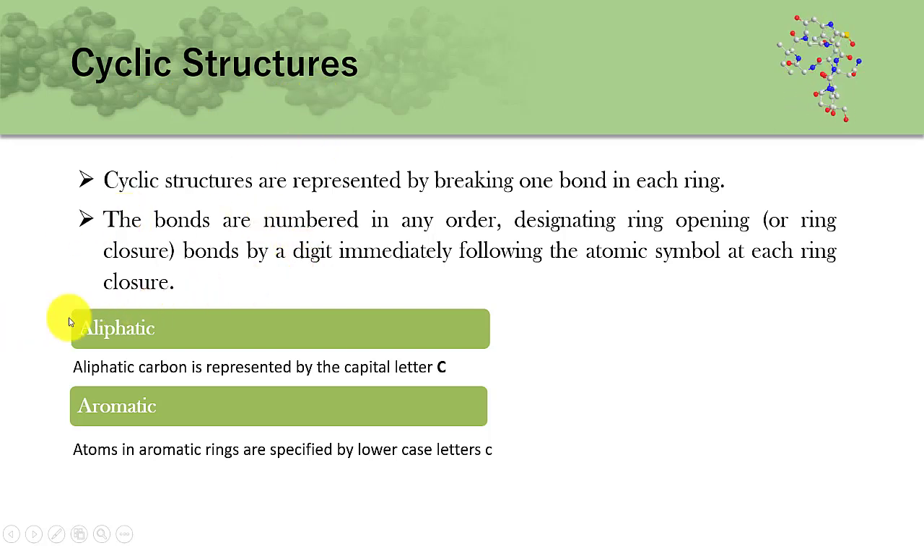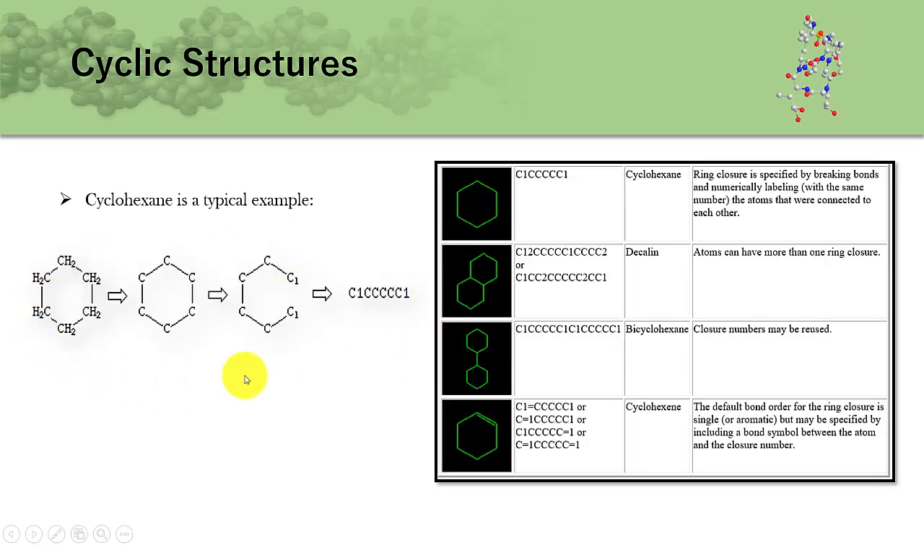There are two types of cyclic structure. One is aliphatic, another one is aromatic. In case of aliphatic, atoms of the structure of carbon, oxygen, sulfur and nitrogen are represented in uppercase letters. And in case of aromatic, the structures are represented in lowercase letters. Let's see the structure of cyclohexane as an example. It is an aliphatic structure. To represent the carbon in cyclohexane, you have to denote the carbon in uppercase C. So you have to write capital C1 followed by all C. Again, this first C1 and last C1 are interconnected with each other. Therefore, it is in a cyclic form.